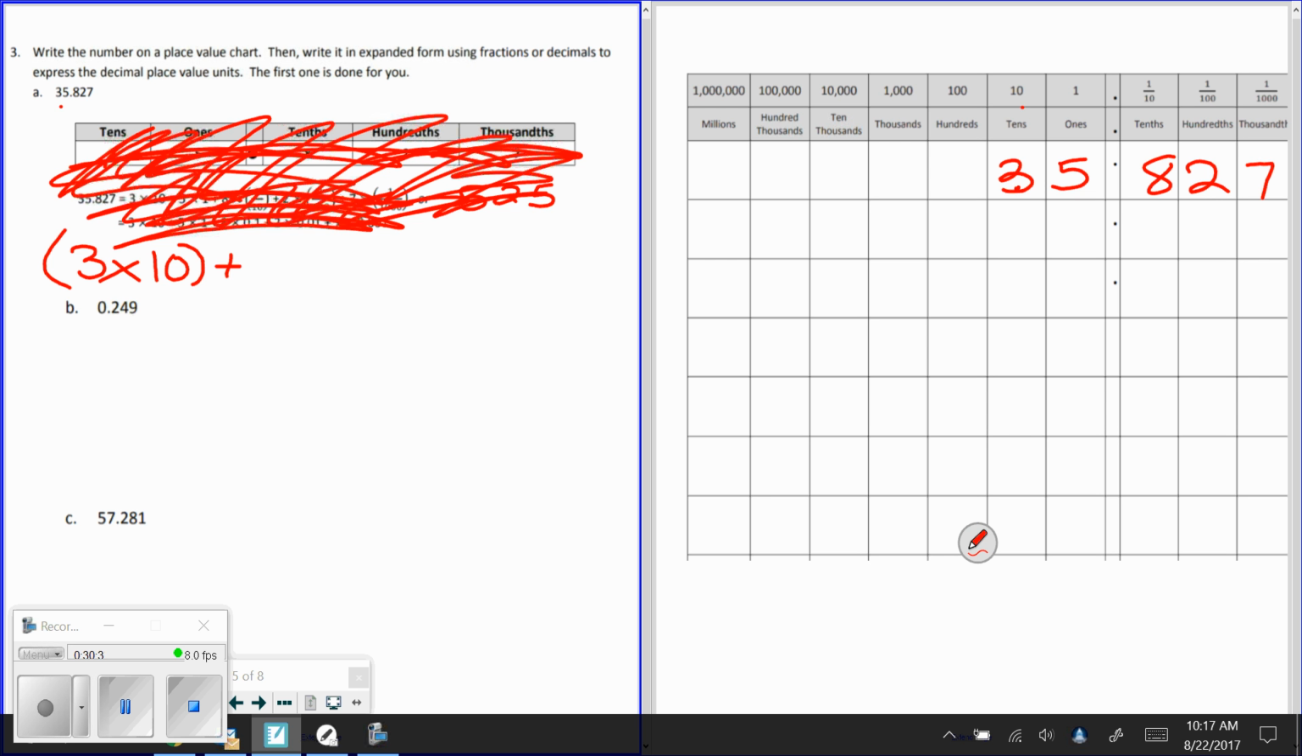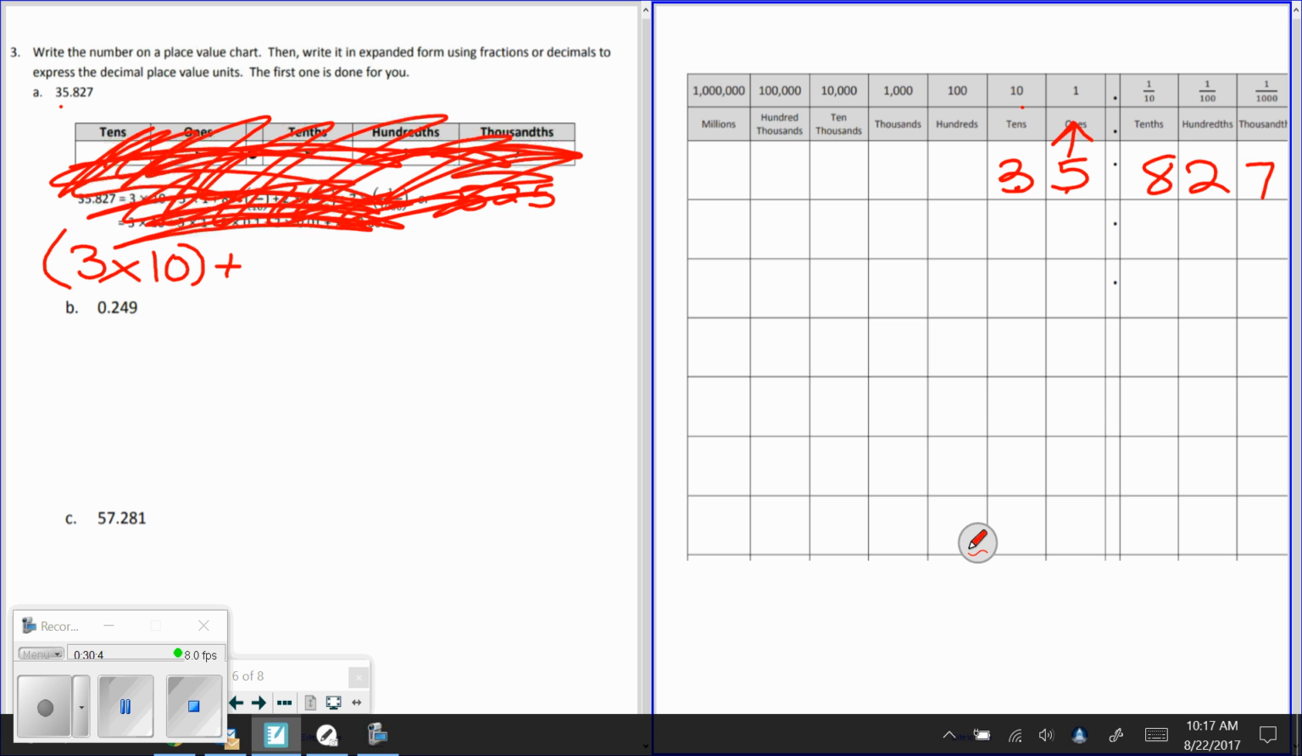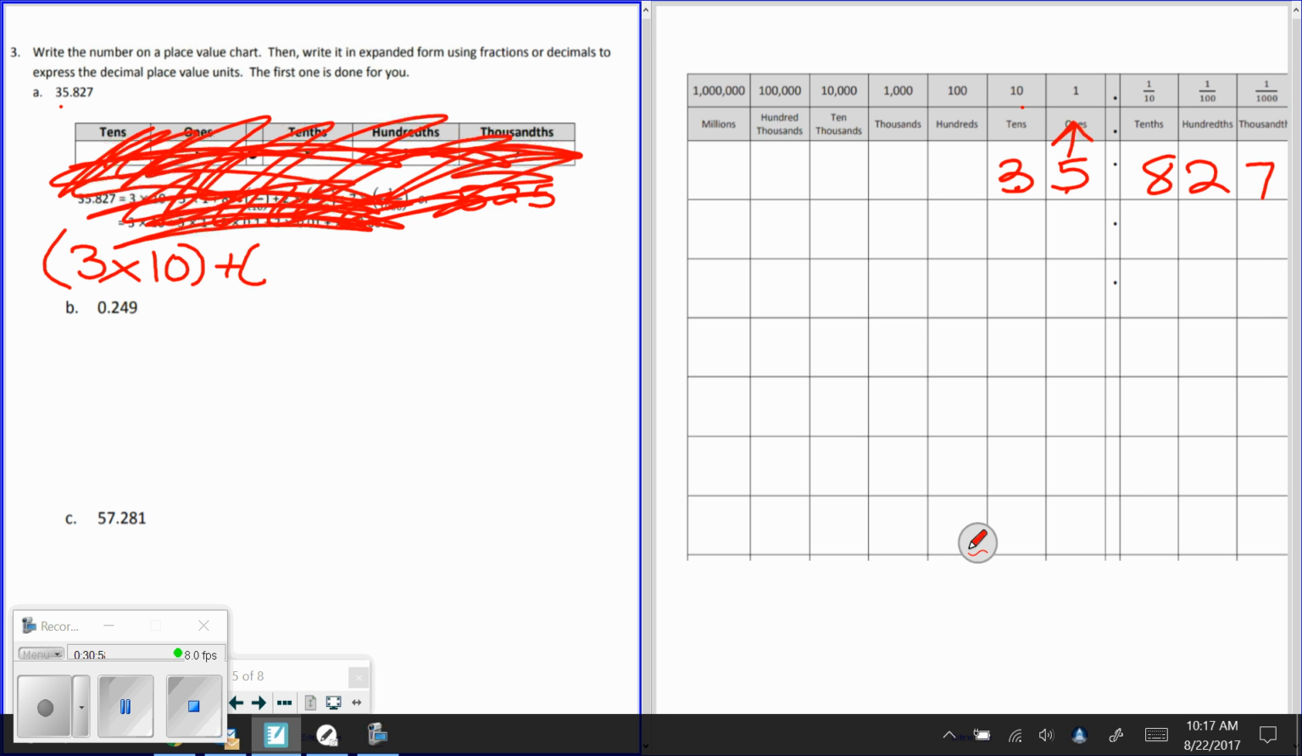So 3 copies of 10 plus what of what? Go ahead and tell me. 5 times 1. 5 copies of 1. All you have to do is look at what's in there. How many copies of it? Place value chart makes this easier. I'm not going to say it's easy. I'm going to say it's easier than trying to use your head. 5 copies of the ones place.